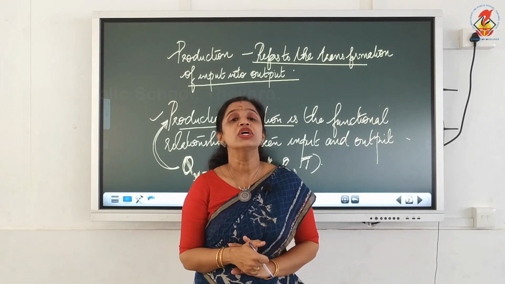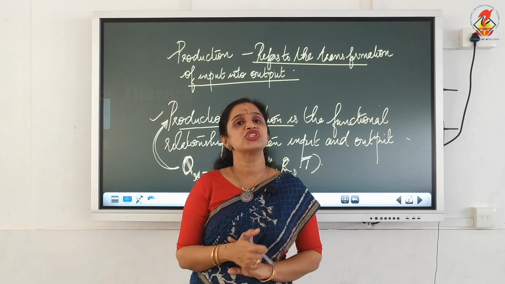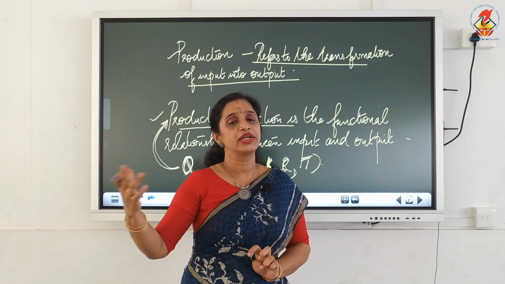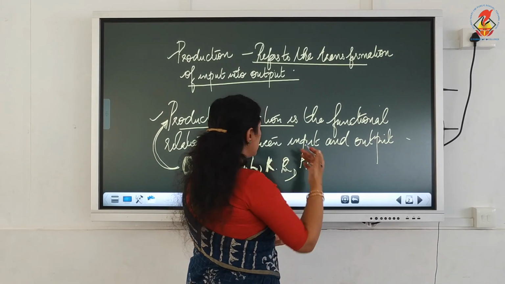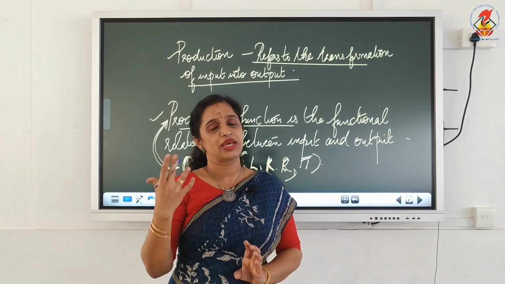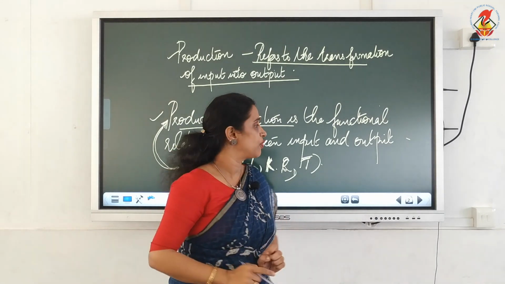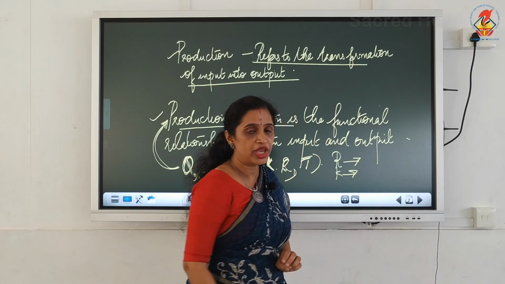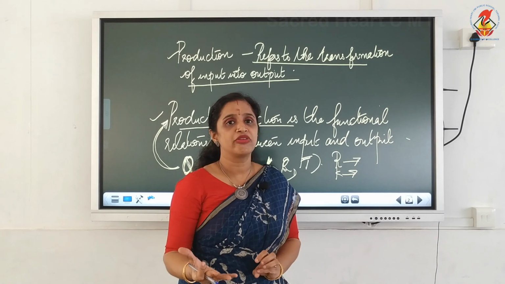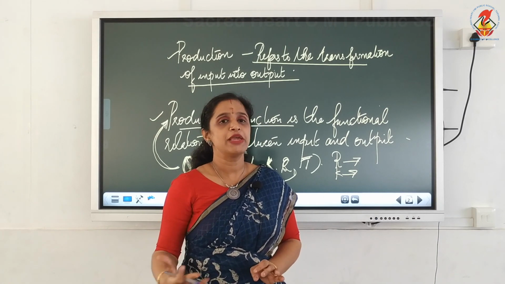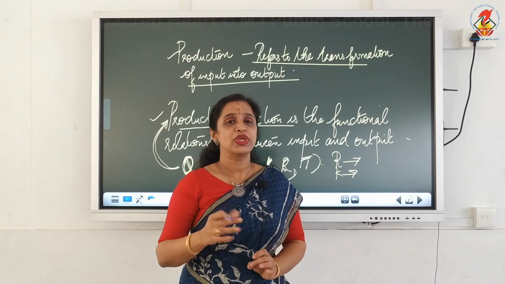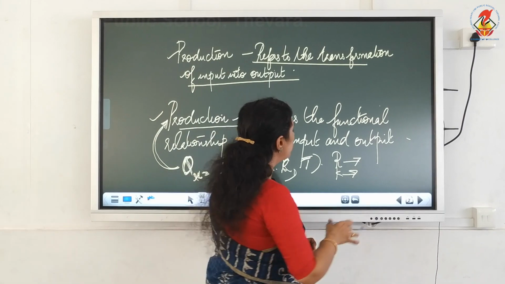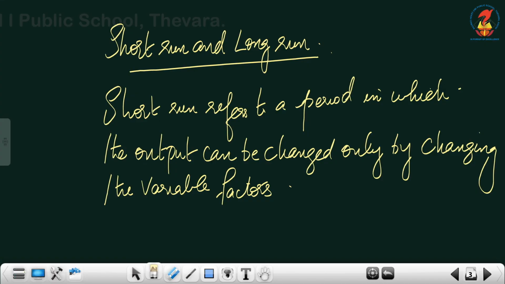Just as you have written for the demand function, we can write the production function as Qx = f(L, A, K, R, T). You can use any terms, either K or R, but if you are using them, you have to specify what R represents and what K represents. Normally we use the first letter of that particular term: capital C, labor LA, land L. You have to specify which factor it is. That's all. Now we will move on to the next topic, that is short run and long run.